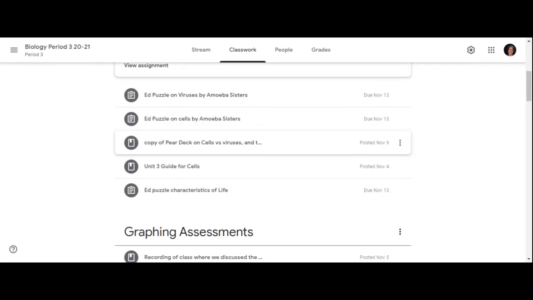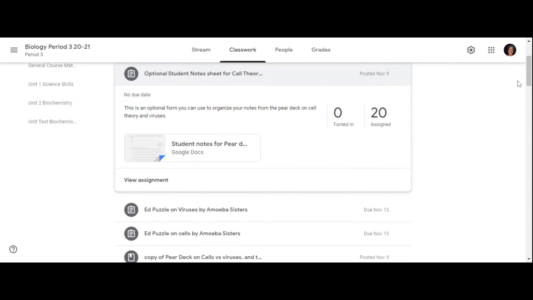Oh, the screen is black. Don't rush through writing notes. Okay, so it's right here. The Pear Deck we're about to do is right here. The notes that go with it, if you want to take notes, are right here. So there's that. Now what we're going to do is start the Pear Deck. So I've got to do that one.